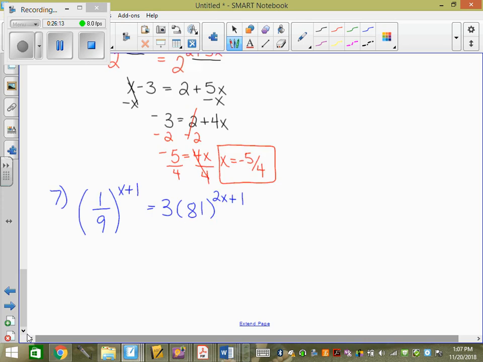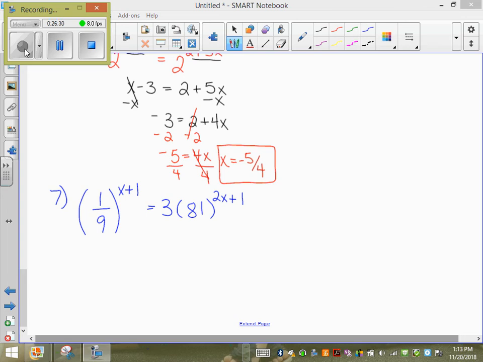I will give you a hint. You can make them all be base 3. But what's the first thing you're going to do? Take this to be 9 to the negative 1. And then you have to remember to distribute the negative 1 in. So you're going to get 9 to the negative x minus 1. Where do you think they're going to pick for the first answer?